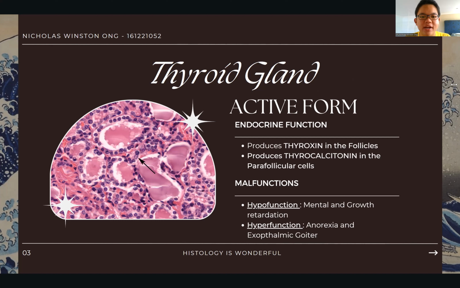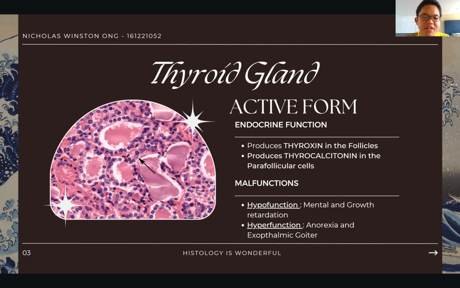As an endocrine organ, the thyroid will produce two hormones, namely thyroxine and thyrocalcitonin. Thyroxine will function to promote cell metabolism and cell growth, while thyrocalcitonin will lower the level of blood calcium. So when our blood calcium reaches high levels, the thyroid gland will produce thyrocalcitonin to reduce the level of blood calcium.